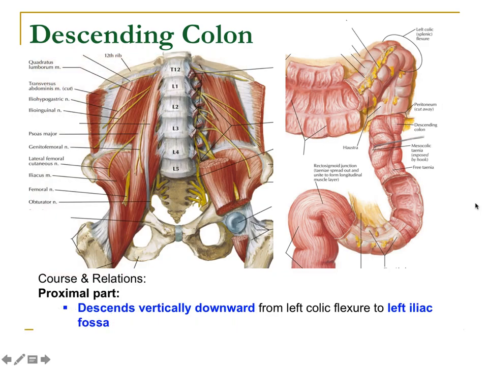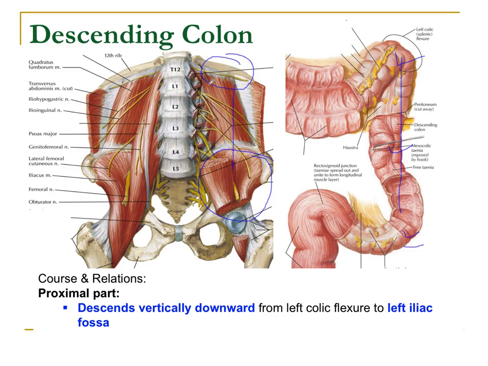Now again, we have already discussed that on the right side there will be the involvement of three muscles and three nerves. Here, the proximal part of the structure is directed vertically downward from the left colic flexure to the left iliac fossa region. Somewhere here is the left iliac fossa region, and at the T12 level you will find the splenic flexure.